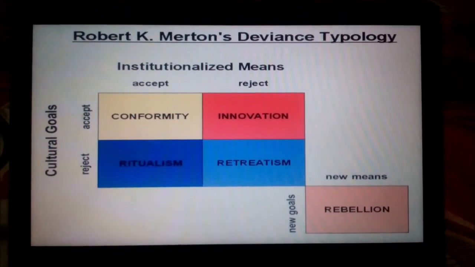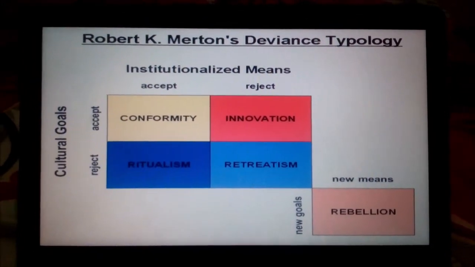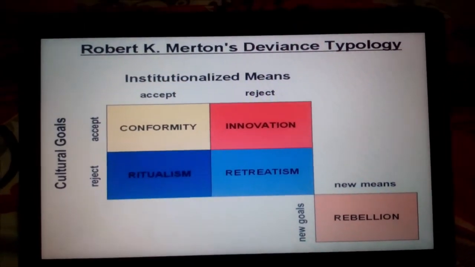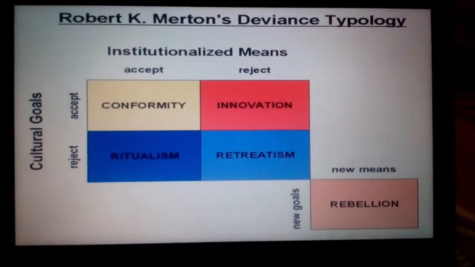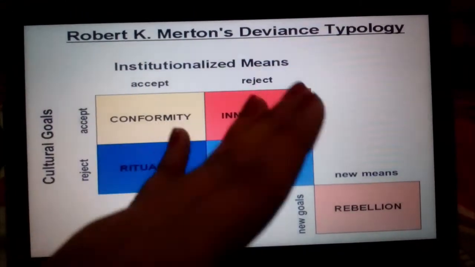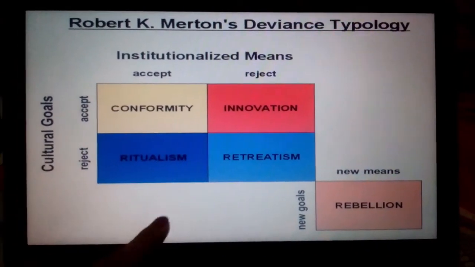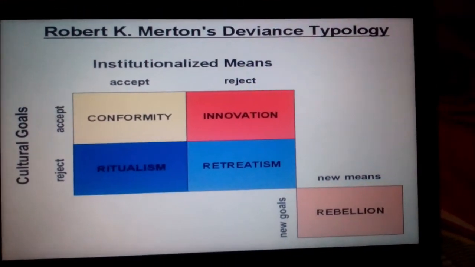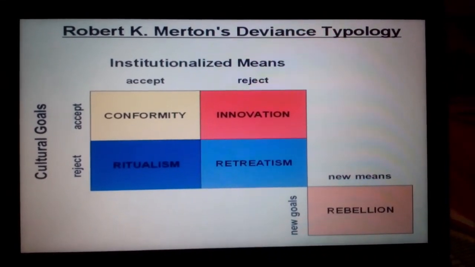Another theory proposed by Robert Merton is the deviant typology. Here in deviant typology, we have 5 classifications. This is according to the model of deviant typology. We have conformity, innovation, ritualism, retreatism, and the last one, number 5, is rebellion. Some of these we will study in the third quarter. Let's see what the meaning and purpose of these 5 types of deviance are.